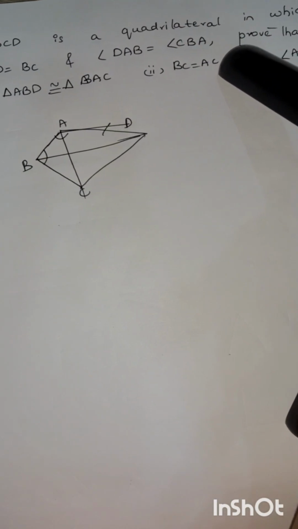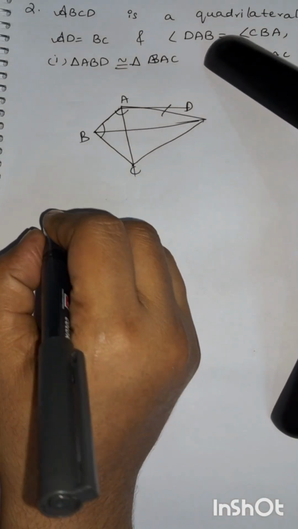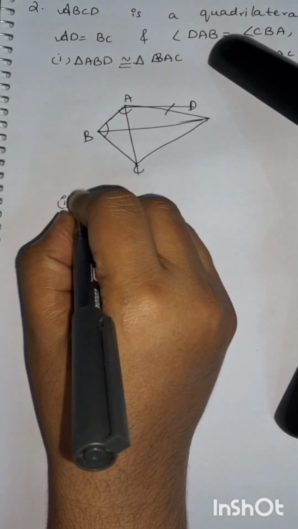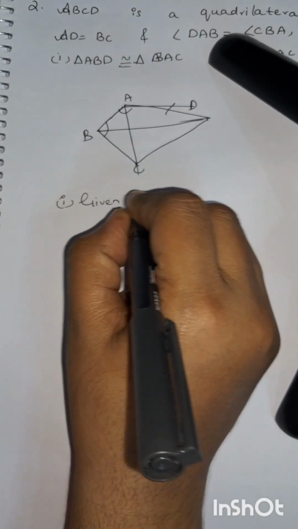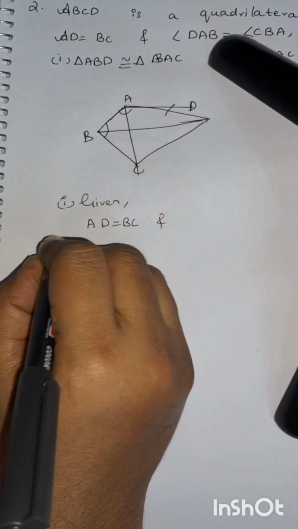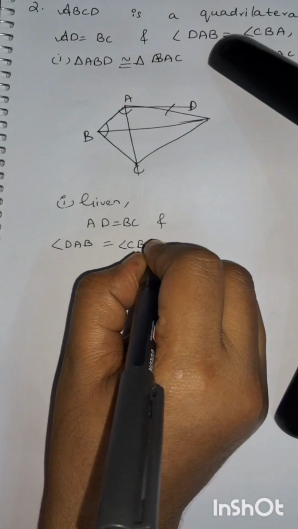Question number 2. ABCD is a quadrilateral in which AD is equal to BC and angle DAB is equal to angle CBA. Prove that triangle ABD is congruent to triangle BAC, and BC is equal to AD, BD is equal to AC, and angle ABD is equal to angle BAC. First, whatever they have given in the question, you have to write. Given that AD is equal to BC and angle DAB is equal to angle CBA.